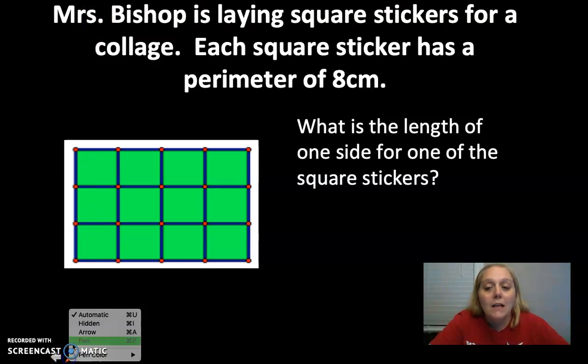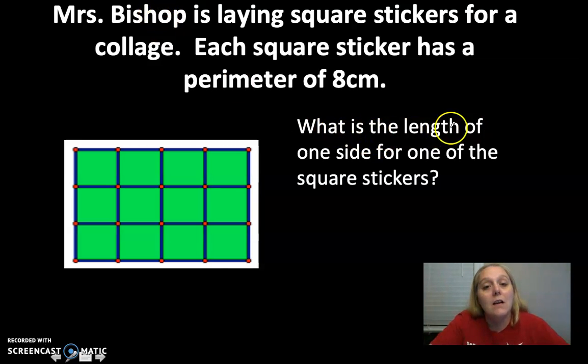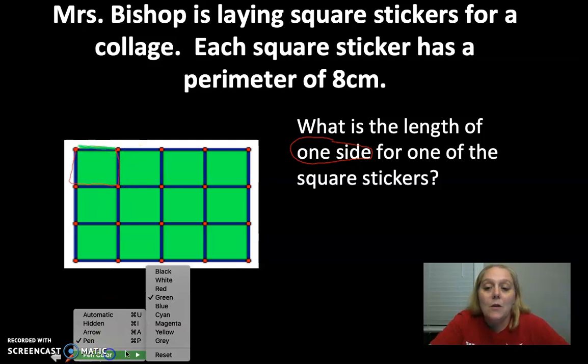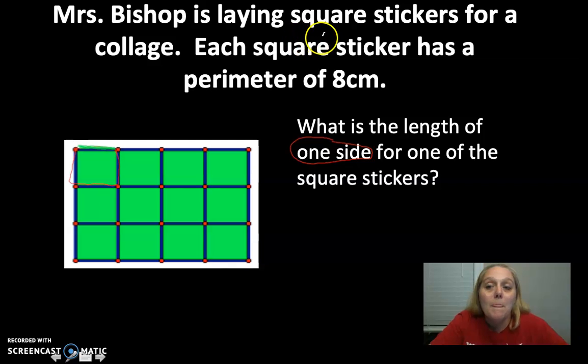But I think we need to go back and read what this question is really asking us to do, because it says, what is the length of one side for one of the square stickers? So we just want to know one side for one of the square stickers. This is one square sticker here, right? And what this question is asking is, what is the length of one of these sides right here? So this side, or this side, or this side, or this side. So we're going to need to go back and read the information we were given at the top of the screen.